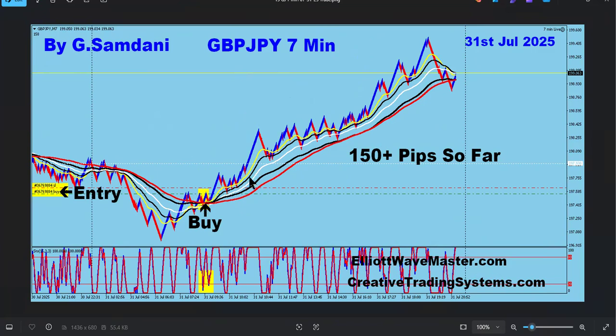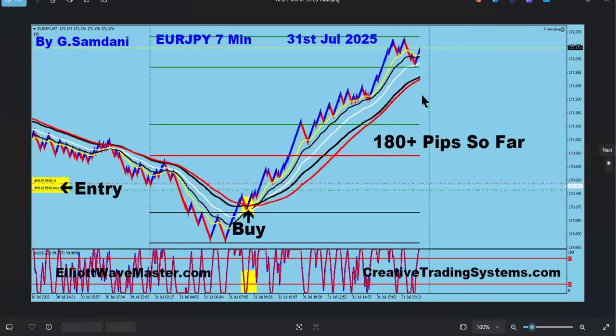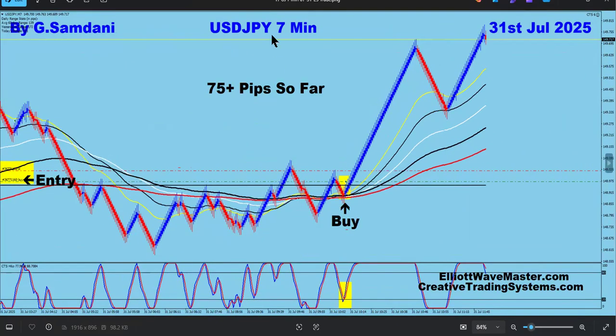7-minute entry, and then 150 pip to the upside, right? And then the 7-minute, basically, it is. Let me show you at the end of the video, right? And then on the 31st, Euro yen also going to the upside for 180 pip. And this is USD yen, 75 pip.